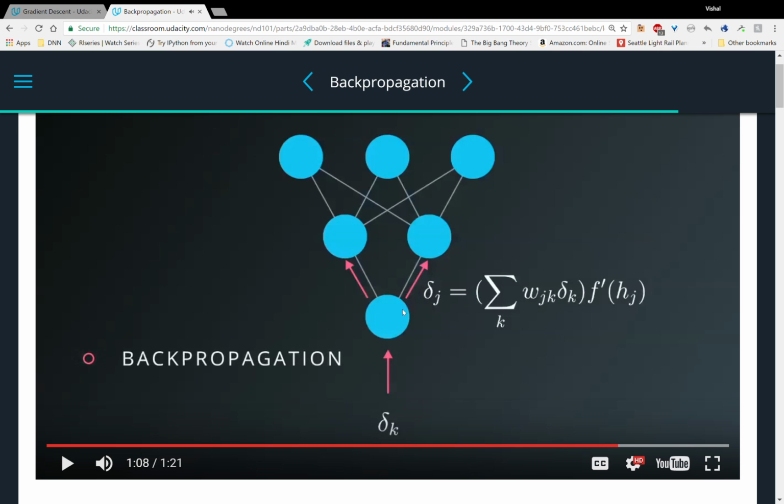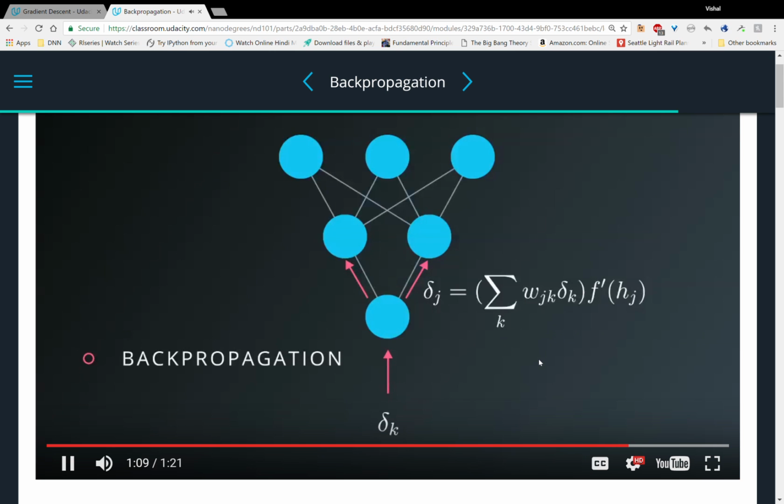So the idea here is that it's almost like flipping the network. You start with this error and then you find out what is the error, dj, which is the weight of this connection times the input error. So the error at this connection is the weight of this connection jk times this output error k, and it is summed across all k. It means if there are multiple output units.